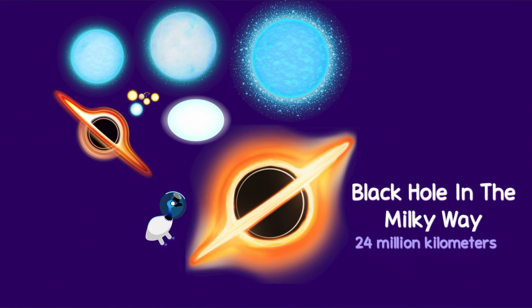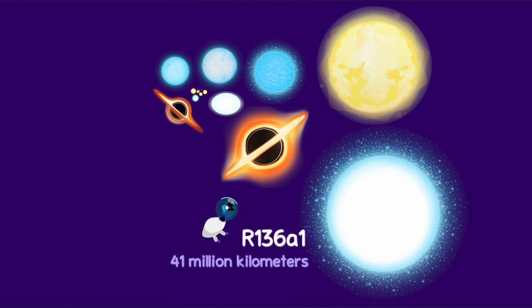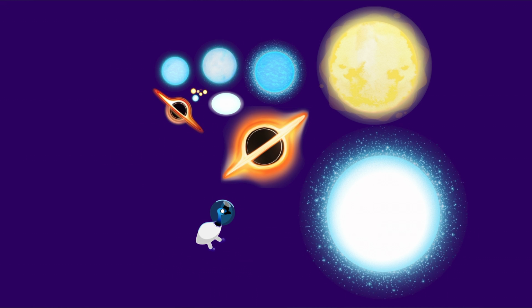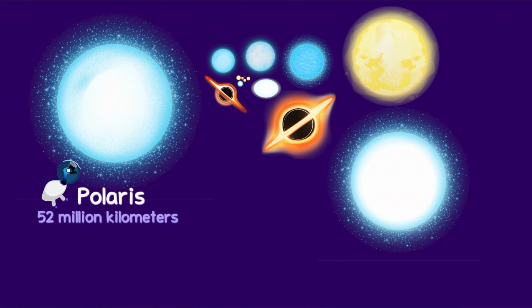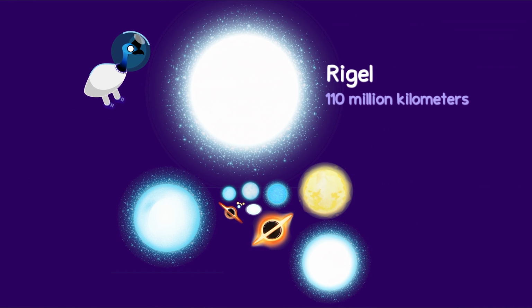Black hole in the Milky Way, 24 million kilometers. Arcturus, 35 million kilometers, a bright orange star in the northern sky. R136a1, 41 million kilometers, estimated to be about 265 times more massive than our Sun. Polaris, 52 million kilometers. Also known as the North Star, it guides travelers with its steady position in the sky. Rigel, 110 million kilometers, the seventh brightest star in the night sky.